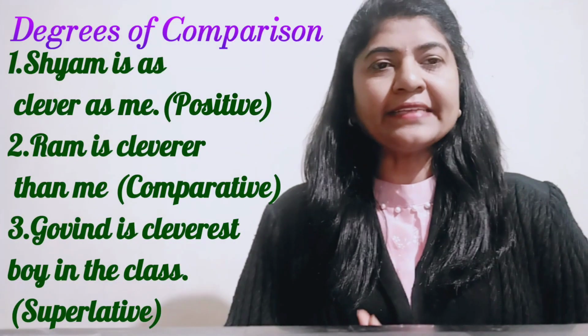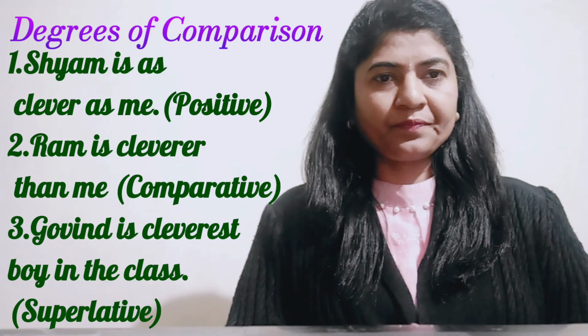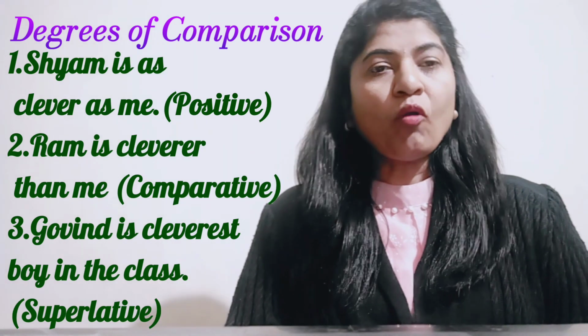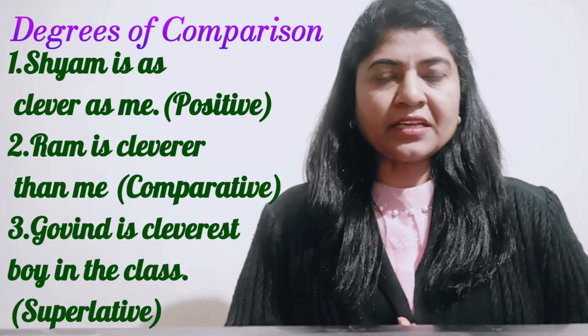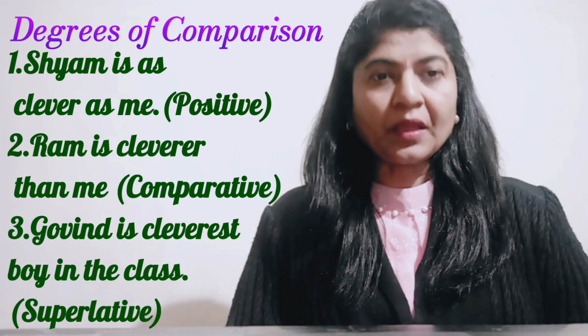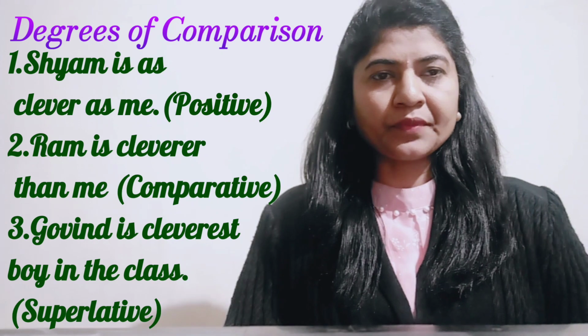Sham is as clever as me. Ram is cleverer than me. Govind is the cleverest boy in the class. Now, what do these examples teach us? These examples teach us about the degrees. Degrees of comparison: positive degree, comparative degree and superlative degree.